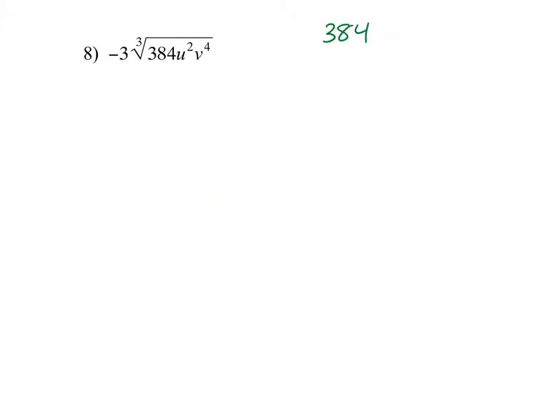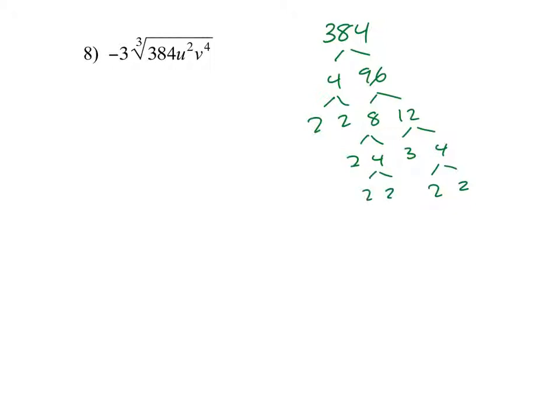So 384 is 4 times 96. So this is 2 times 2. This is 8 times 12. So this is 3 times 4, 2 and 2. This is 2, 4, 2 and 2. So I have 1, 2, 3, 4, 5, 6, 7 twos times 3. So I have 1, 2, 3, 4, 5, 6, 7 twos, times that 3 over here.